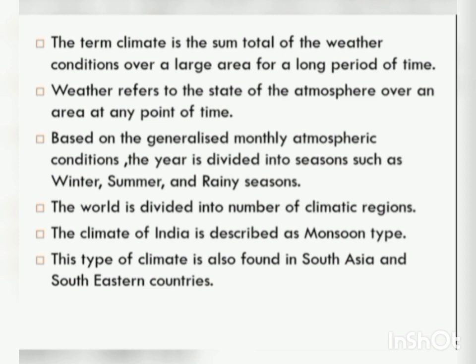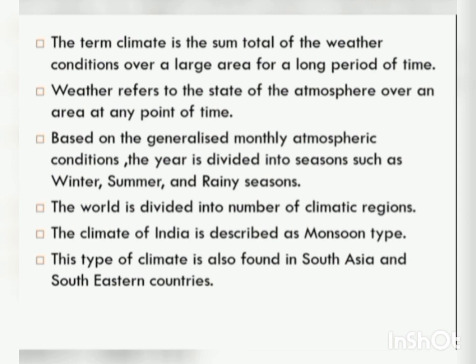Now, let us see climate. The term climate is the sum total of weather conditions over a large area for a long period of time, say 30 to 40 years. Weather refers to the state of the atmosphere over an area at any point of time. For example, it's bright sunshine in the morning and it starts raining in the afternoon. Based on the generalized monthly atmospheric conditions, the year is divided into seasons such as winter, summer, and rainy season.